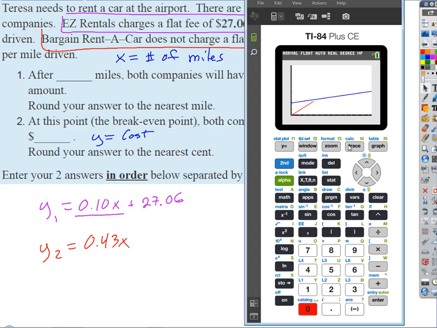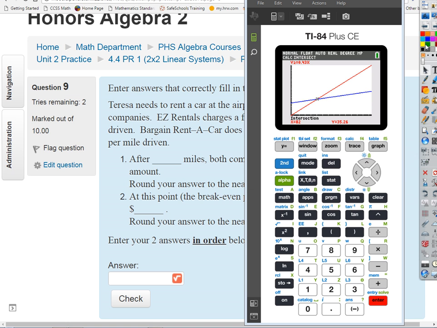All right, so we would just go second calc, intersect, and then triple enter. And there it is. So x is 82. So the number of miles is 82, and the cost would be $35.26. That was what y was, remember? Okay, and it wants us to separate those with a comma. So we're just filling in the blanks. So how many miles? 82. And how many dollars? 35.26.